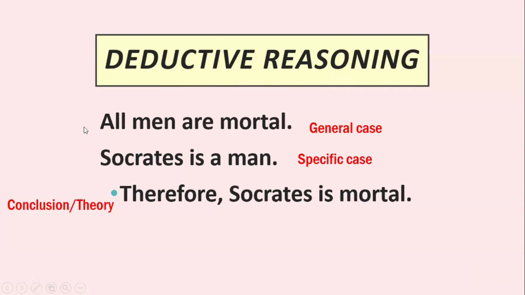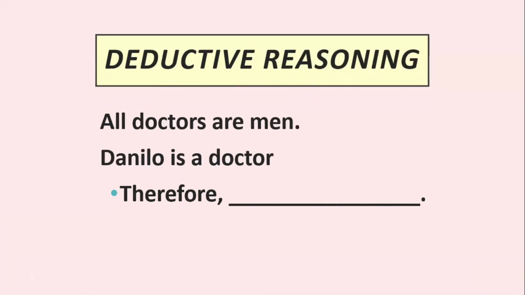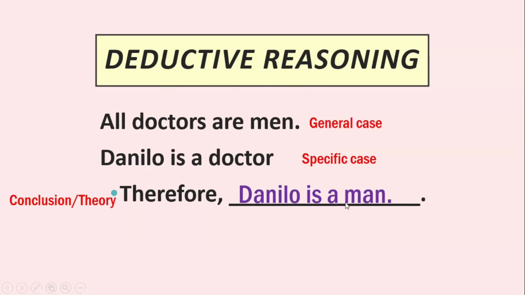Alright, so ibig sabihin, itong nakikita nyo example na to, this is a syllogism. Two premises, okay, yan yung premises mo, all men are mortal, Socrates is a man. And then followed by a conclusion. Okay, so that is an example of a syllogism. Alright, next example, it says all doctors are men, so that's general. Danilo is a doctor, specific case. So we have to make a conclusion out of it. So therefore, what conclusion can we make? Okay, so therefore, Danilo is a man.